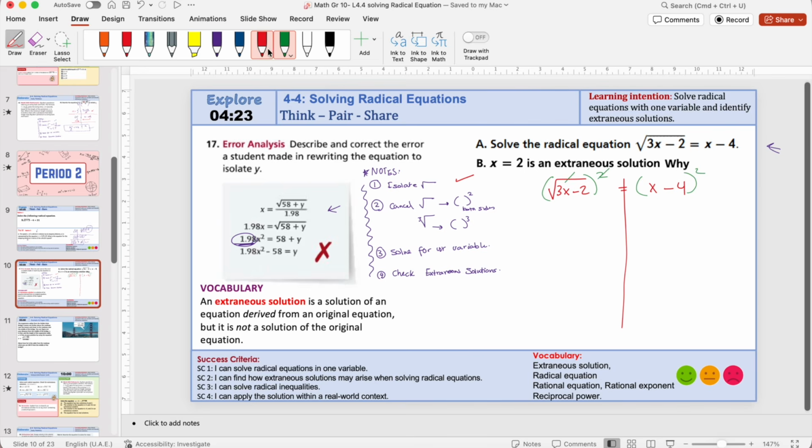Done. So now you have 3x minus 2 without any root, without anything. You don't even have to square it. The root will cancel out with the square. Here, there is no root to cancel out with the square. What do I have to do? You will take x minus 4 and actually square it on the side yourself.